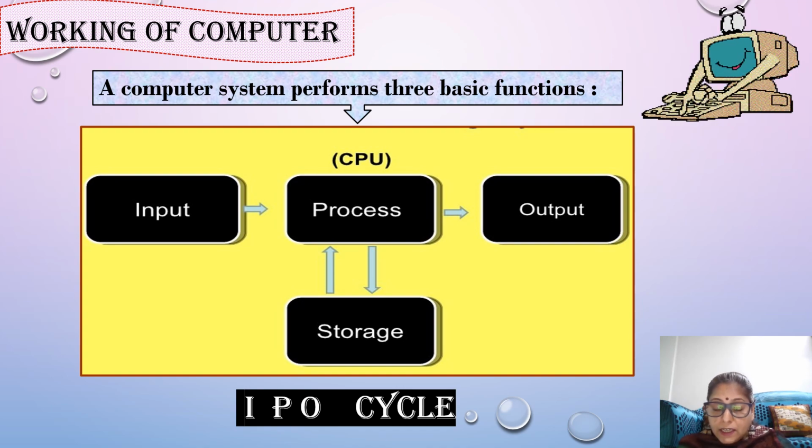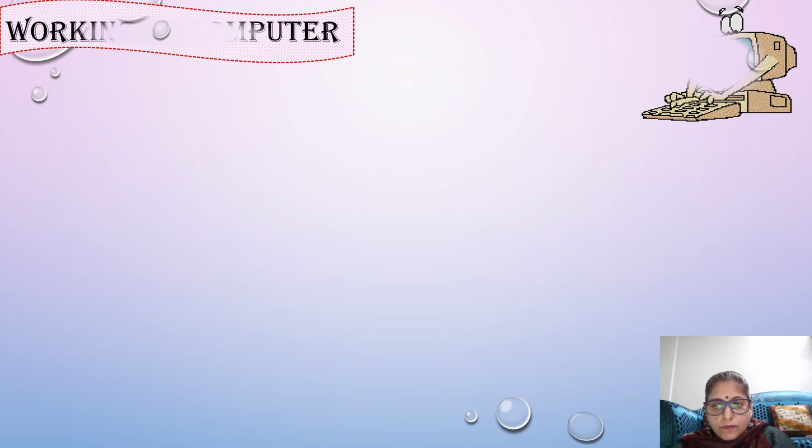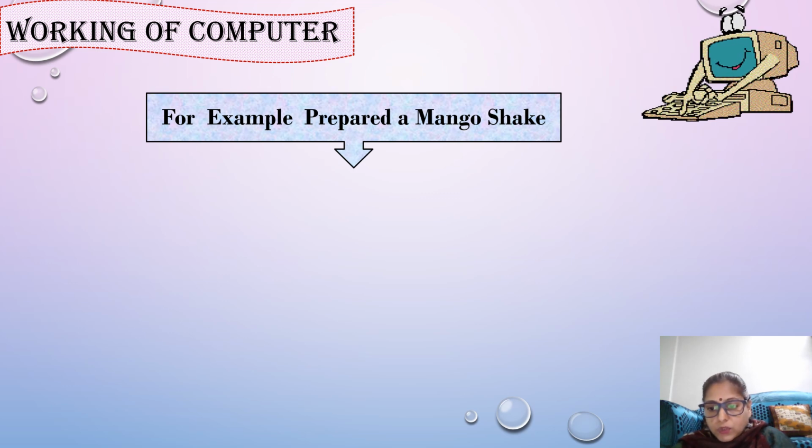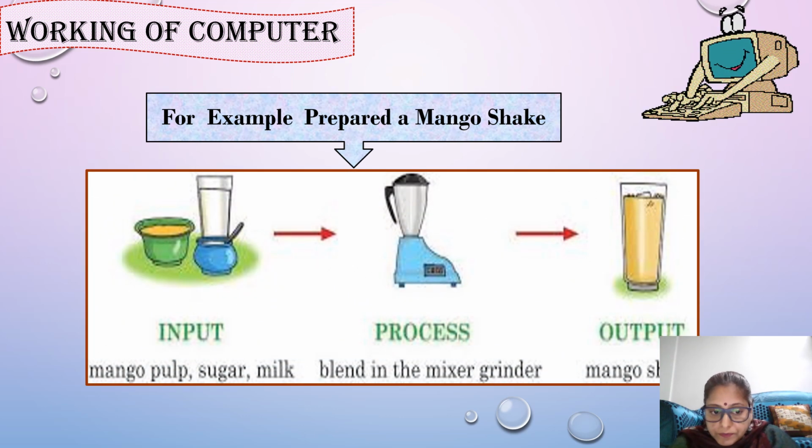So, do you understand, children? Let's understand with the help of an example. Okay children, here the example is to prepare a mango shake. Children, if you want to prepare a mango shake, for that you require some mango pulp, sugar, milk. These things we call input. We require mango pulp, sugar, milk to prepare a mango shake, right? So these things we call input.